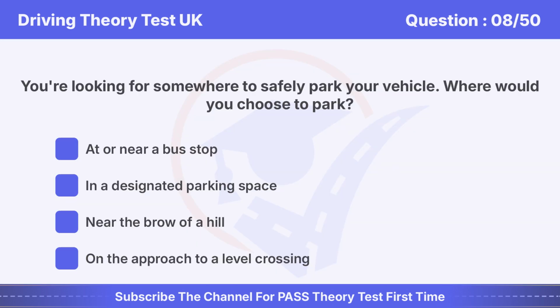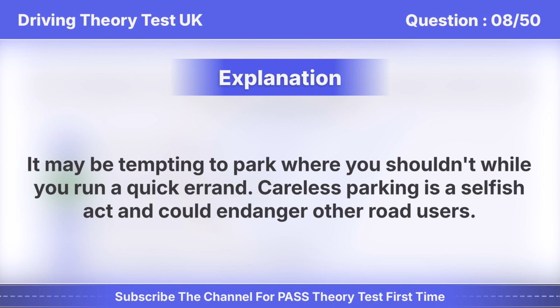Question 8. You're looking for somewhere to safely park your vehicle. Where would you choose to park? Answer is B, in a designated parking space. It may be tempting to park where you shouldn't while you run a quick errand. Careless parking is a selfish act and could endanger other road users.